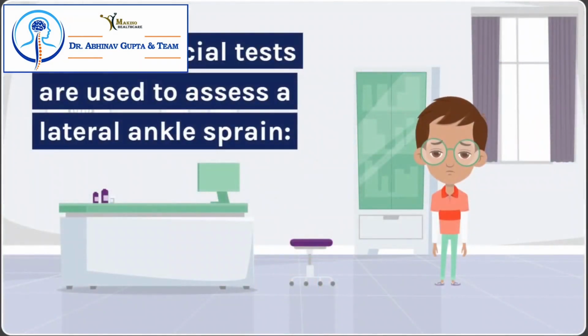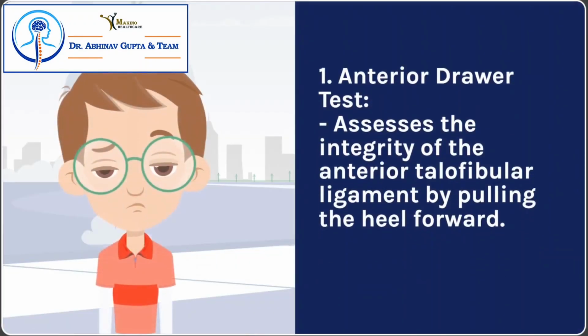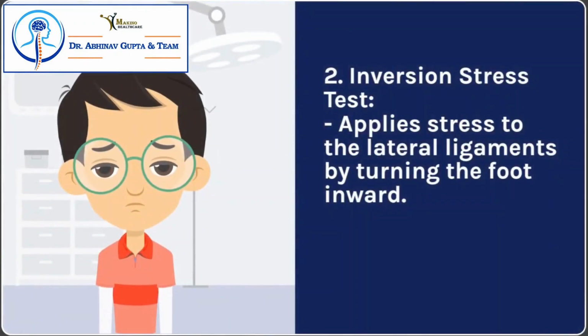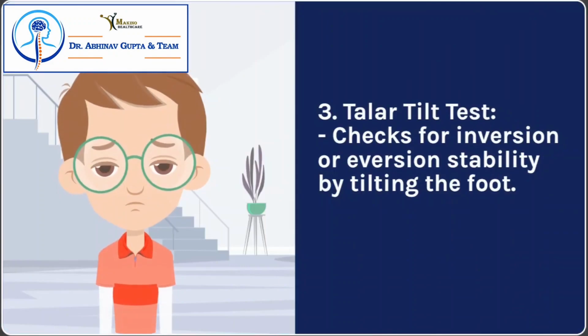Several special tests are used to assess a lateral ankle sprain. 1. Anterior drawer test. Assesses the integrity of the anterior talofibular ligament by pulling the heel forward. 2. Inversion stress test. Applies stress to the lateral ligaments by turning the foot inward. 3. Talar tilt test. Checks for inversion or eversion stability by tilting the foot.